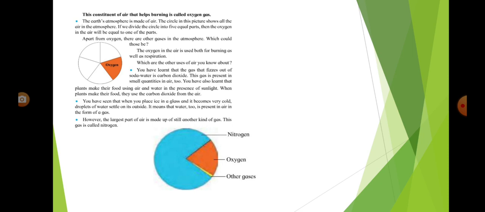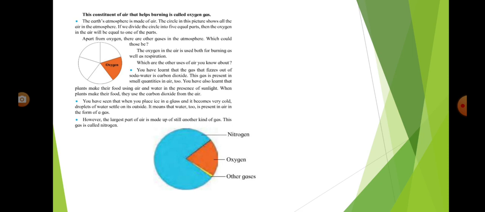You have learned that the gas that fizzes out of soda water is carbon dioxide. This gas is present in small quantities in air too. You have also learned that plants make their food using air and water in the presence of sunlight. When plants make their food, they use the carbon dioxide from the air.